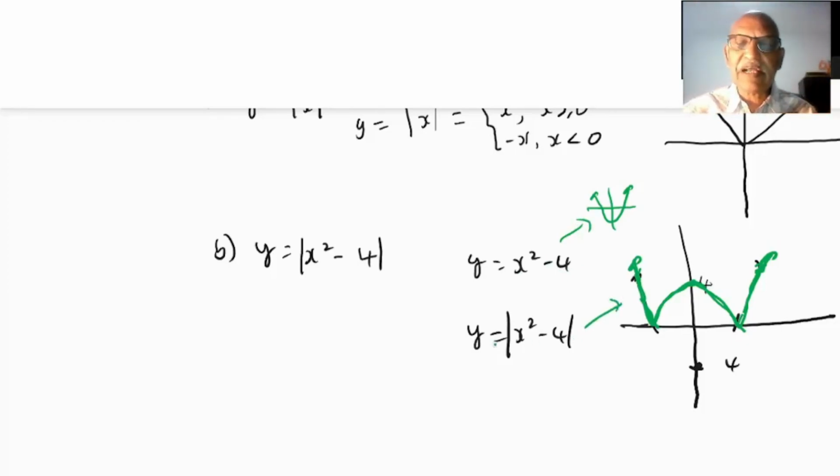So let's understand absolute value. For y value, there is no negative value. They are all positive. Therefore, that's why we flip this, and the whole W shape will be the absolute value graph. Okay, I hope you understood this one here. So that's for absolute values.